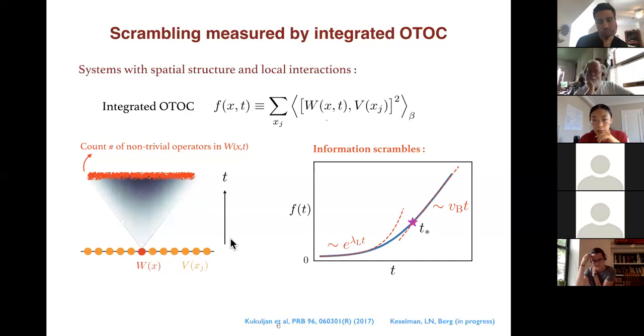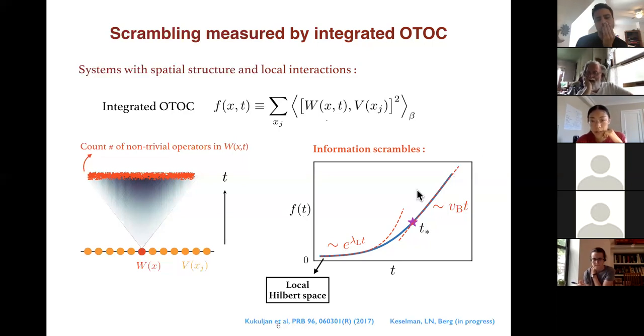Okay, so in a system that scrambles information, we expect this integrated OTOC to look like this. Assuming translational symmetry, then F_x(t) should only depend on t. It doesn't care where I put the W_x, okay? So it only depends on time. It should look like this: at the beginning of time you would have exponential growth, followed by a late time linear regime. So why would it look like this in an information scrambling system?